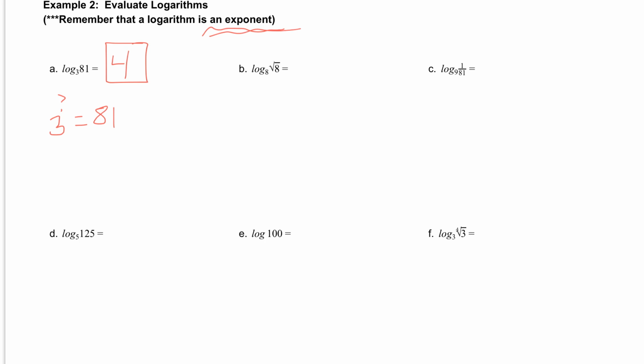In part B, I have my base is 8, so 8 raised to something has to equal the square root of 8. Now I can rewrite the square root of 8, and I can say 8 raised to something has to equal 8. The square root is the same as raising something to the 1/2. So 8 to something is equal to 8 to the 1/2. Well, what does that something have to be? 1/2. So the log base 8 of square root of 8 is 1/2.